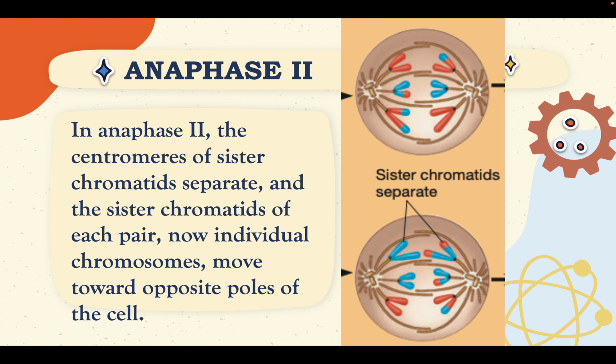In anaphase 2, the copies of DNA or the chromatids that were stuck together like twins in the cell split apart, and each copy goes to a different end of the cell. So they move away from each other towards opposite ends of the cell.